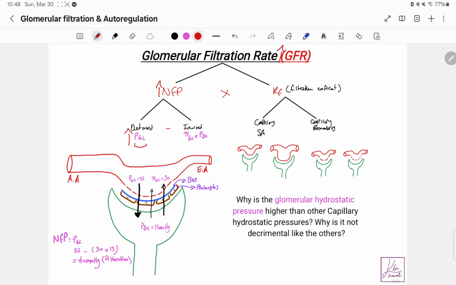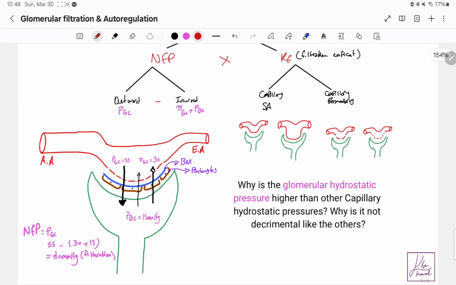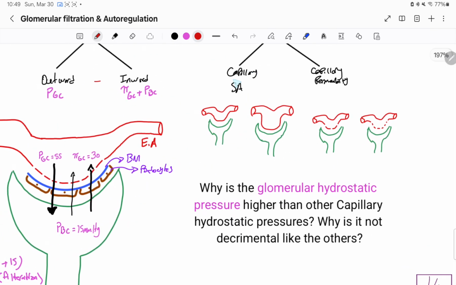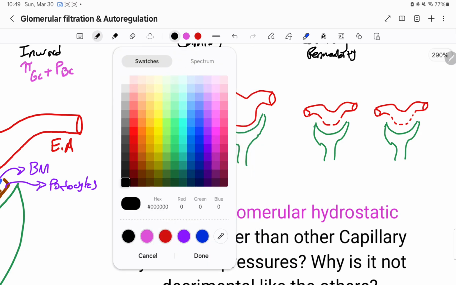Okay? Now, what else? We know that if these guys increase, obviously the net filtration goes down. We also know that if the Kf, the filtration coefficient, increases, the glomerular filtration also increases, right? Because we're multiplying. But let's talk a little bit more about the actual filtration coefficient. So, like, what actually is it? Well, again, it's based off of the capillary surface area and the capillary permeability. And what does that mean? Well, let's take a look.